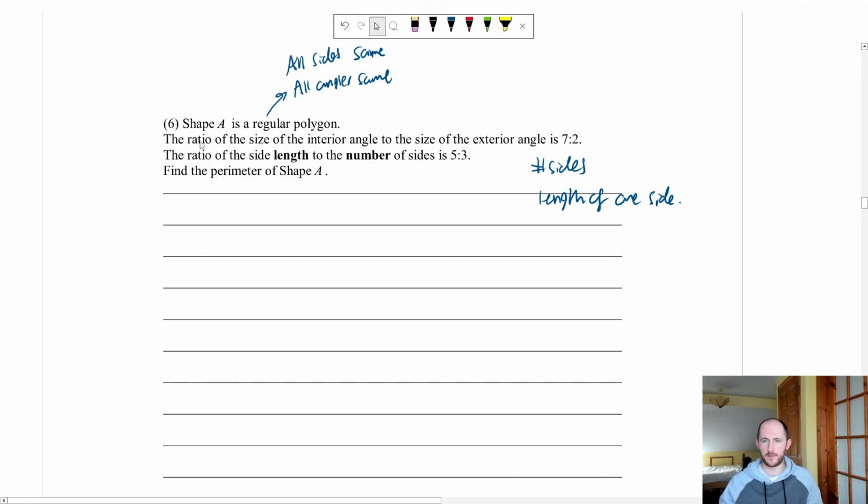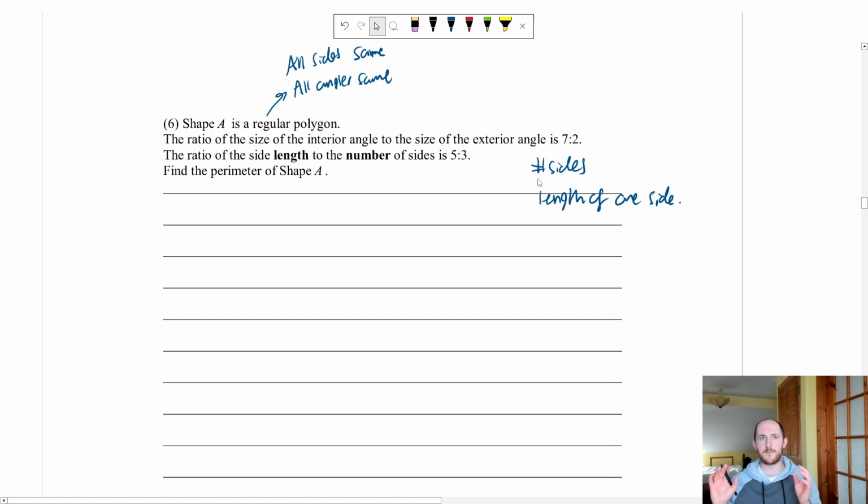That's what I'm aiming for now. And if I look at the first piece of information, the ratio of the interior to exterior angles is 7 to 2. Number of sides is pretty interesting because I'm thinking of using the interior angles or the exterior angles. So for example, the exterior angle of a regular polygon is just 360 divided by the number of sides. So if I know what the exterior angle is using this ratio, then I can use that equation. So let me think.